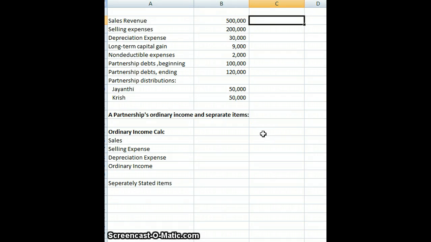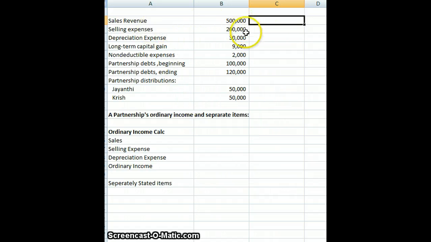Okay, we're going to look at problem AP 15 on pages 298 and 299 of your book. Jayanthi and Krish each own a 50% general partnership interest in the JK partnership. The following information is available regarding the partnership's 2010 activities, which I have listed here.